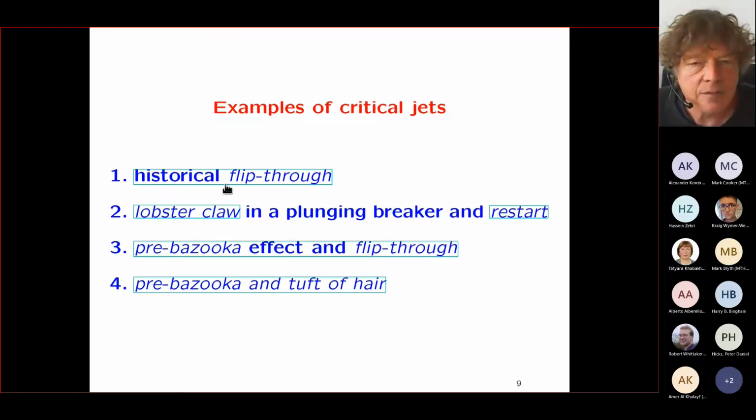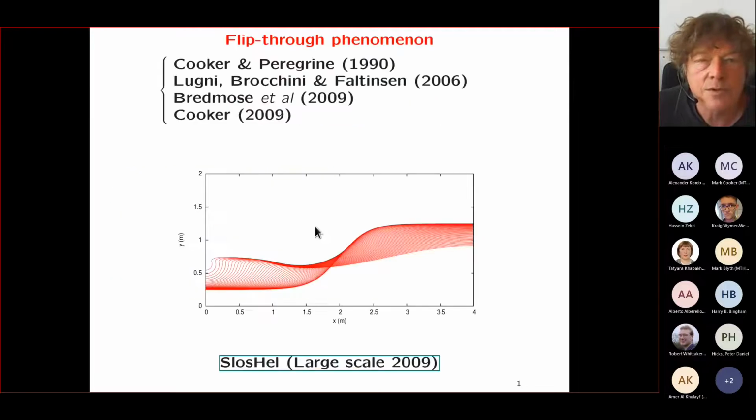So I will start first, obviously, with the flip-through, being also a critical jet, and the historical flip-through as it was discovered by Mark Hooker and Owen Pellegrin in the 90s, and further studied by others listed here. And finally, Mark also did some work on the configuration of the free surface at the very end, before the flip-through appears. I mean that the free surface has a parabolic shape, and indeed this is almost a necessary condition for the flip-through to appear.